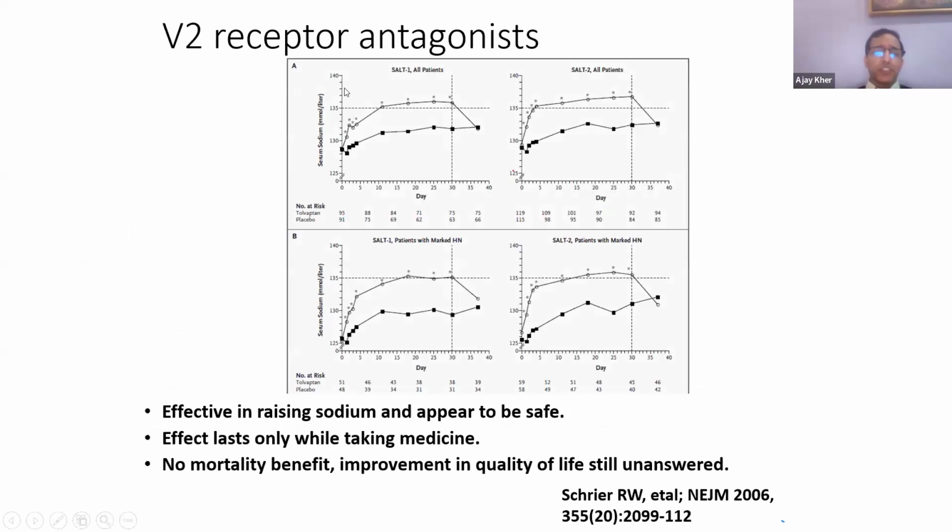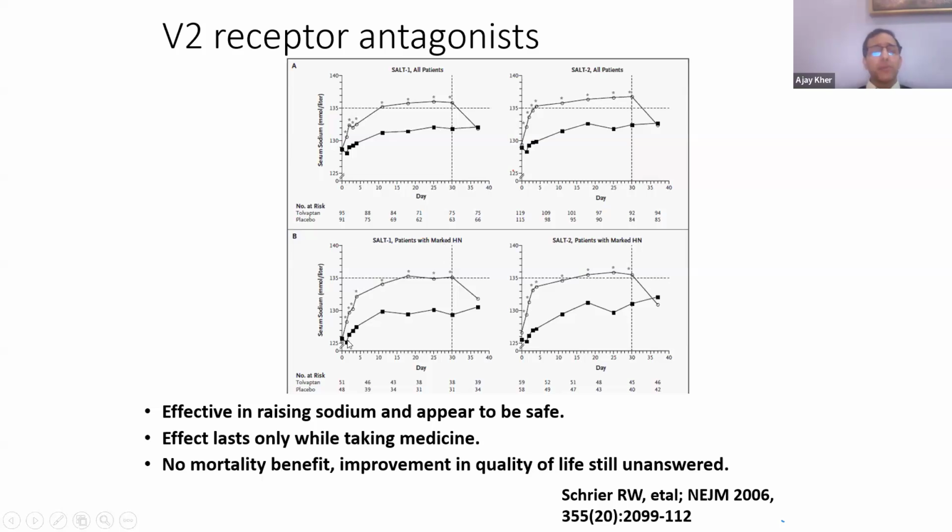Tolvaptan is a V2 receptor antagonist, and this is from the SALT-1 and SALT-2 trials. The white circles are people on tolvaptan, and the dark squares are people on placebo. When you give tolvaptan, you can and will increase their serum sodium by about 5 compared to what they were on placebo in SALT-1 and SALT-2.